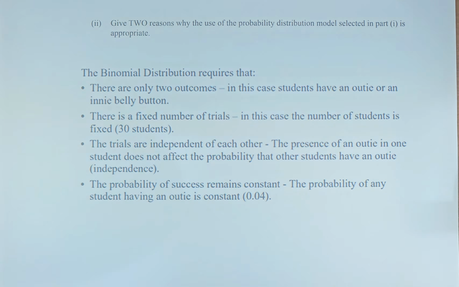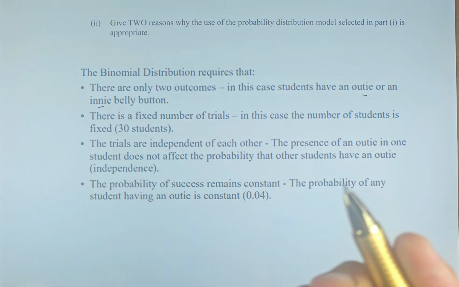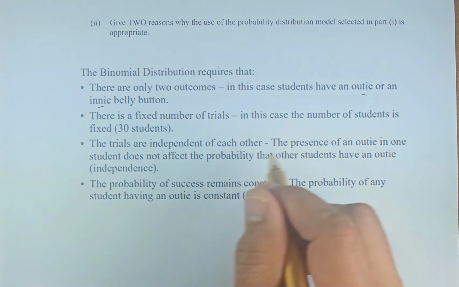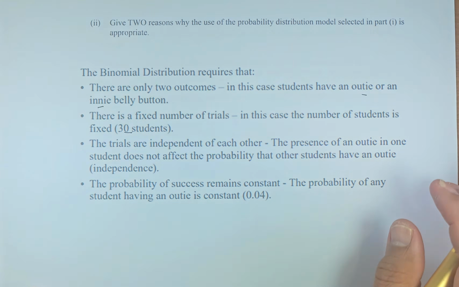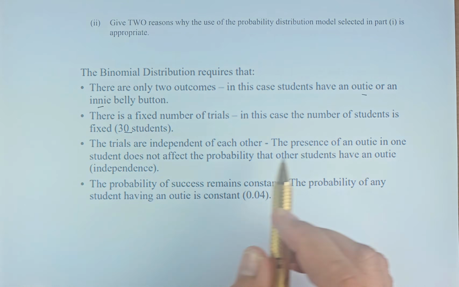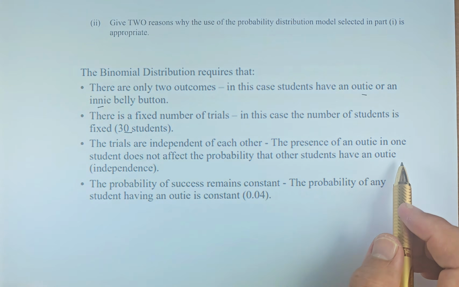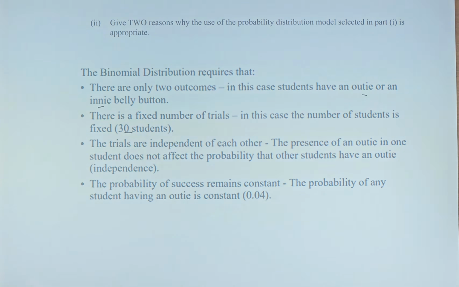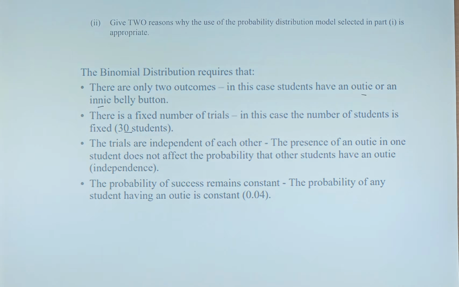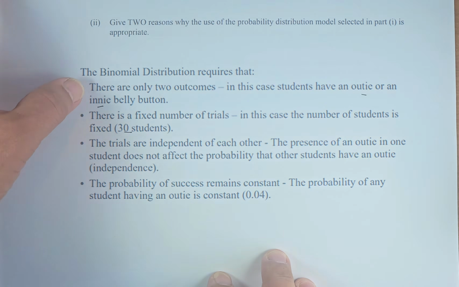So it's binomial distribution. There are only 2 outcomes, okay? Whether you have an outie or an innie. So there's 2 outcomes. There's a fixed number of trials. In this case, there are 30 students, so there's a fixed number of trials. The trials are independent of each other, okay? The presence of an outie does not affect the probability of an innie, okay? And the probability of success remains constant. The probability of any student receiving an outie is always going to be equal to 0.04. So remember these 4 criteria and you should be all fine for probability distribution.